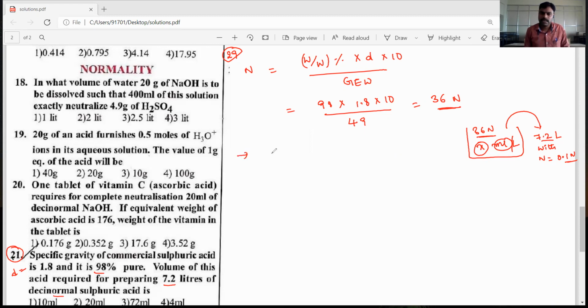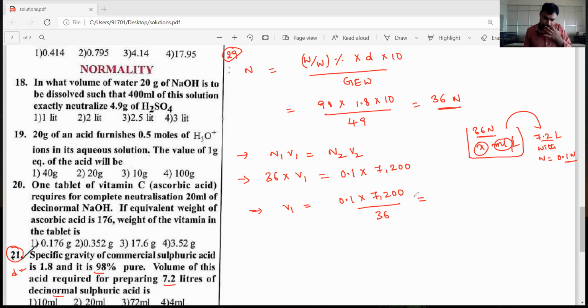So for this case, N1V1 is equal to N2V2. The initial normality is 36, and volume we need to find out, and final normality is 0.1, and its volume is 7.2 liters, which is 7200 ml, because the options they gave are in ml. Then V1 is equal to 0.1 into 7200 divided by 36. On simplification, dear students, we get 20 ml.